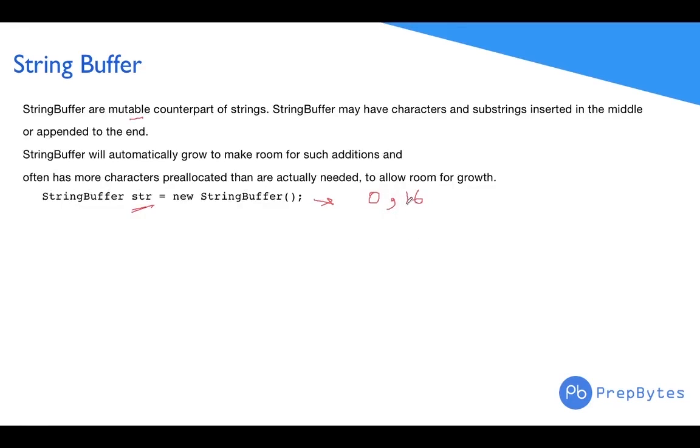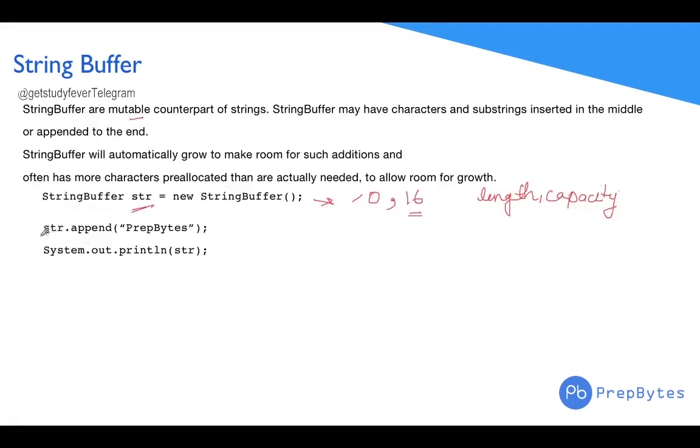Here we have two things: one is length, another is capacity. We will see the difference between them. In this case we have an empty string whose length is 0 and capacity is 16. Now let's say I want to append something on this particular string. Let's say I do something like str.append("prep bytes"). This append is the method using which you can append values to the end of the string. So if we print str after this, we get the output.